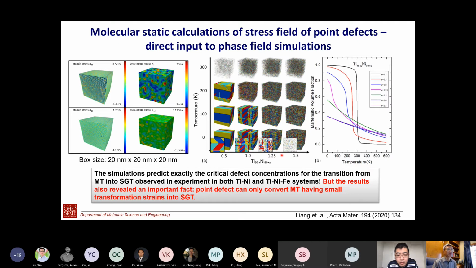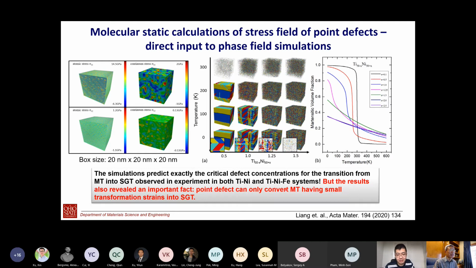Okay, thanks. Sorry, maybe I didn't catch it. What are the effects of iron alloying in this case? Oh, I think for this particular system, you can either add extra nickel, and then you create anti-site defects, or you can add iron in the system, which has a similar effect to the anti-site defects. Okay.